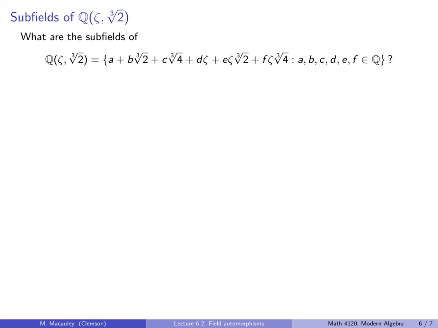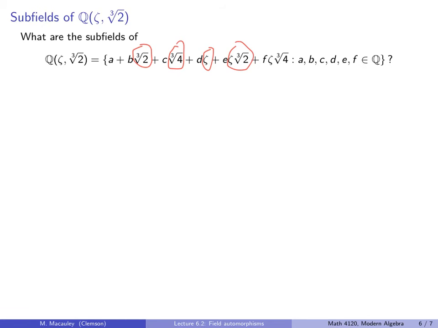Now, I want to turn our attention to the subfields of Q adjoined zeta and cube root of 2. So this set is the full field, but what if we only take some of these elements? For example, you can take Q and adjoin the cube root of 2 only. That's going to be a subfield, and it's clearly not equal to the entire field because it's contained in the real numbers. We could also take Q and adjoin just zeta. Or we could take Q and adjoin the cube root of 4, and so forth. Or we could adjoin the product of these two things.